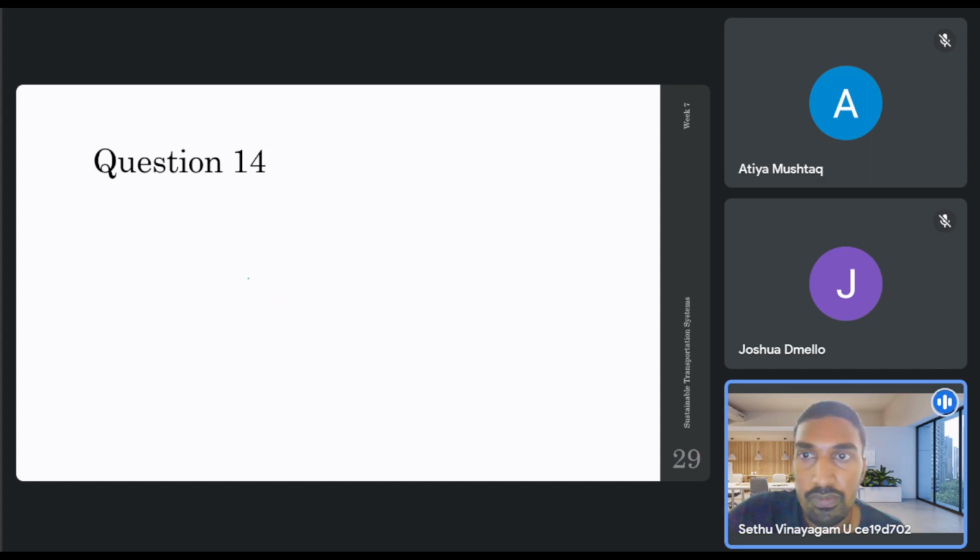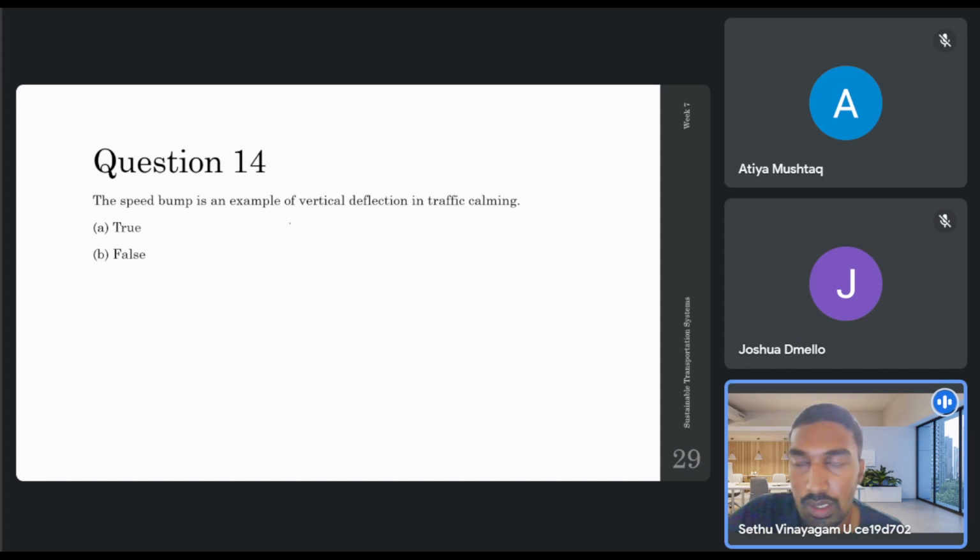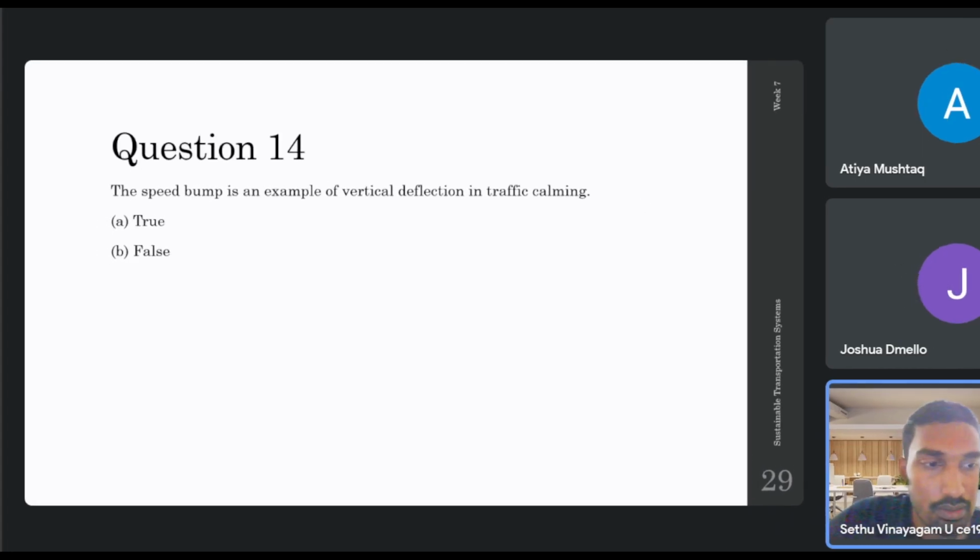Alright, so question number 14 is, the speed bump is an example of vertical reflection and traffic calming. So we have to say whether this is true or false.